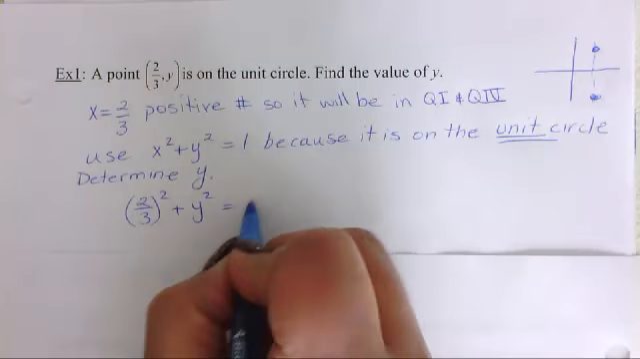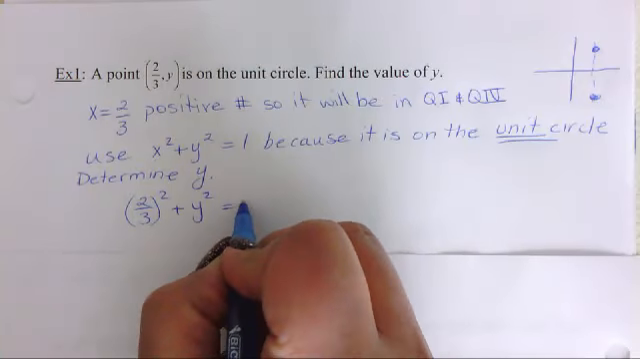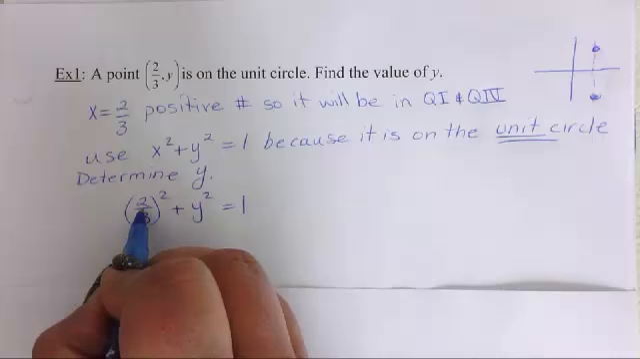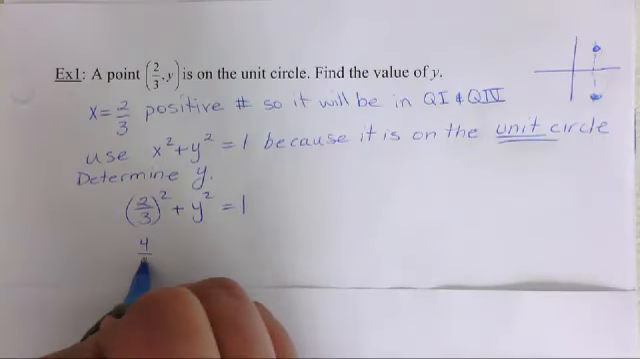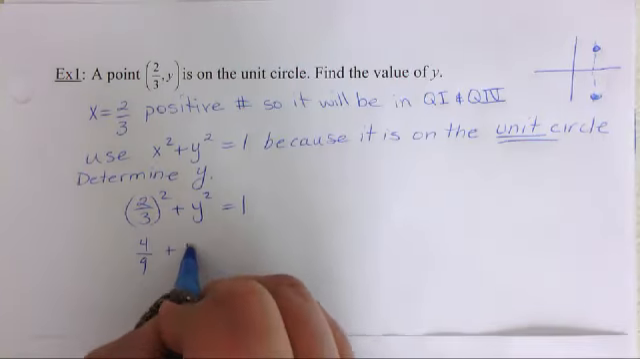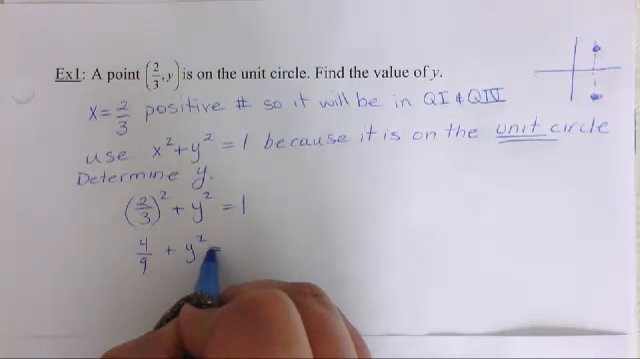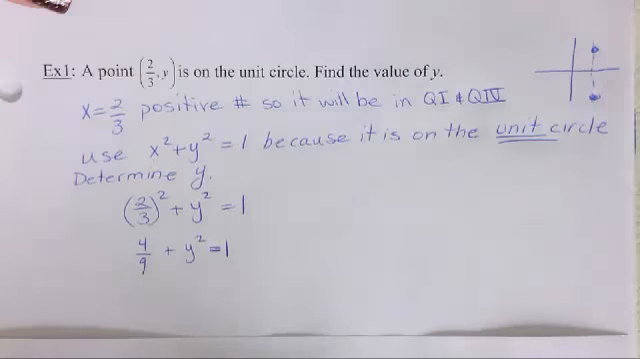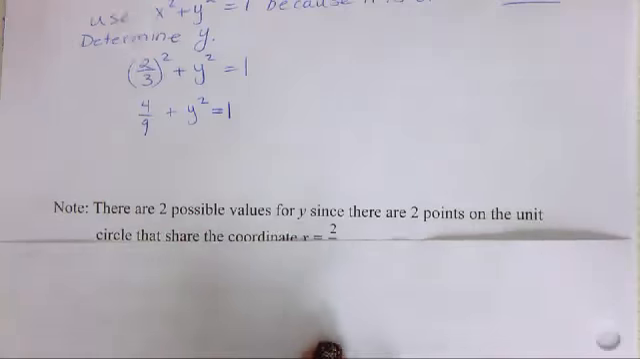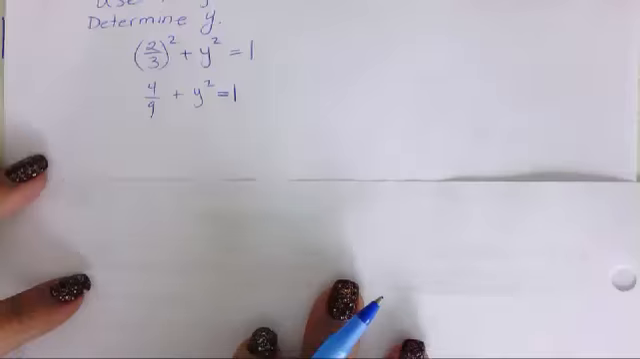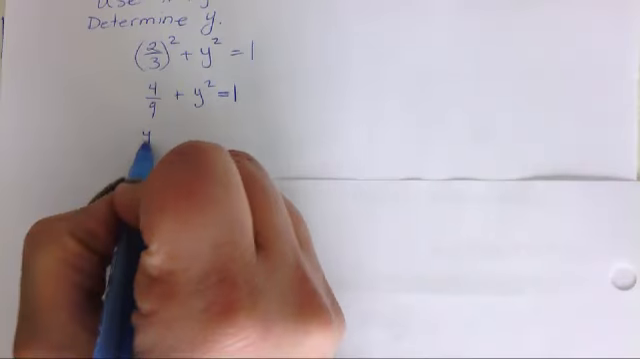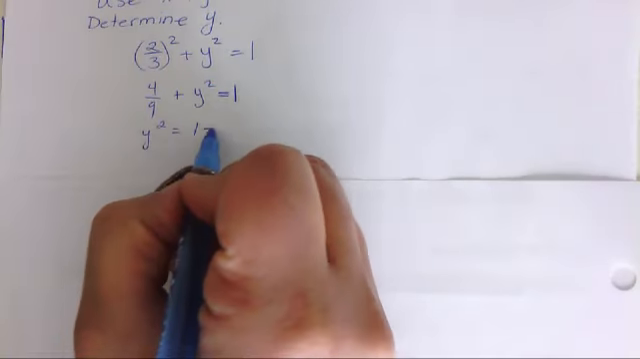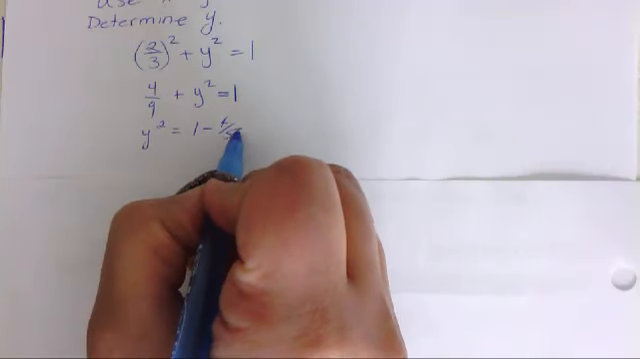So we've got (2/3) all squared plus y squared equals 1, and figure this out. This is 4/9 plus y squared equals 1. Subtract 4/9 on both sides and solve for y. So we've got y squared equals 1 minus 4/9.